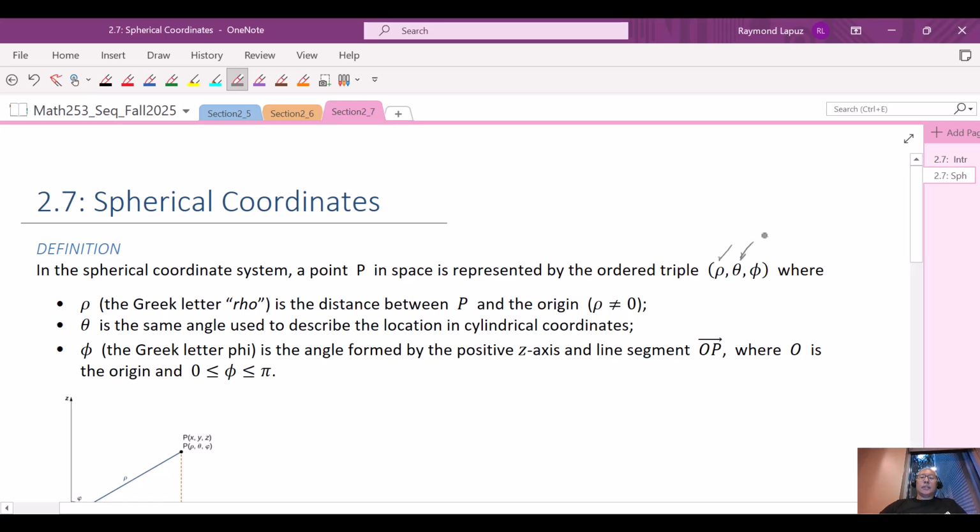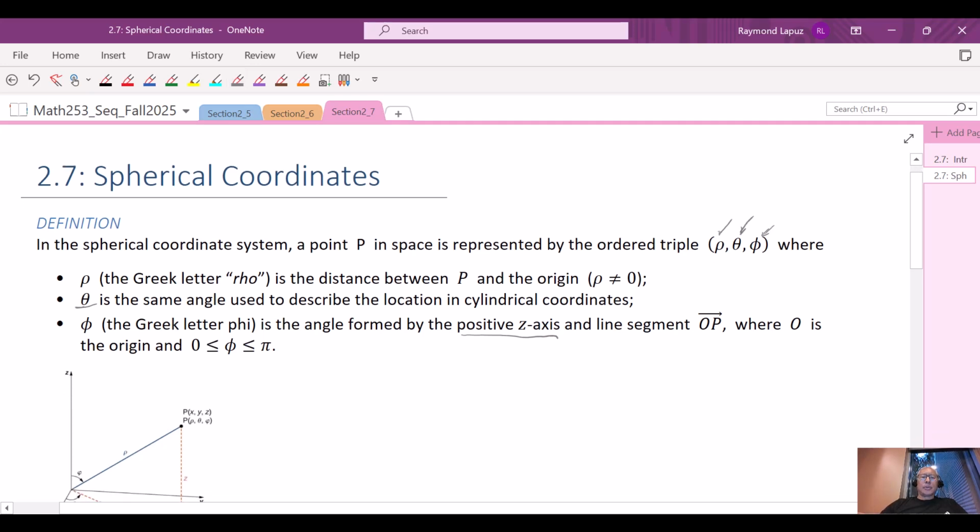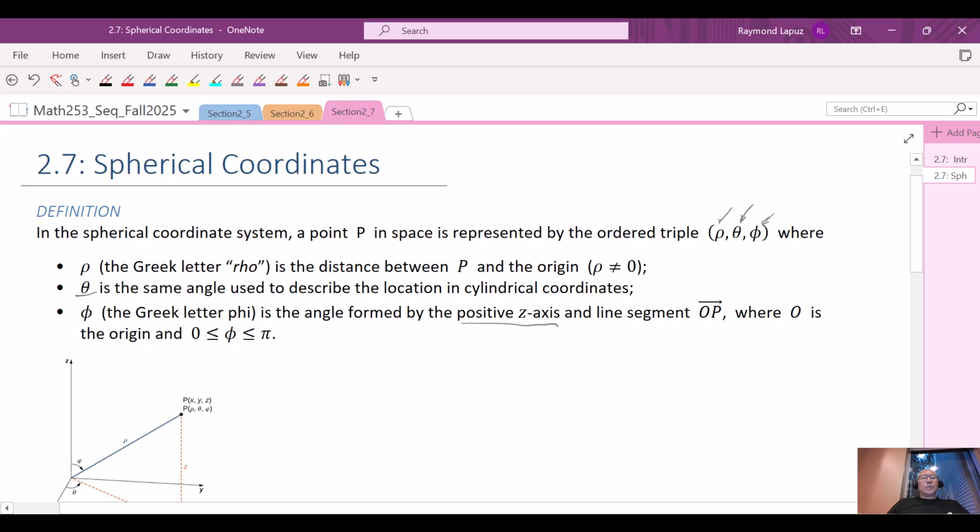Theta is going to be the same theta as we've seen, an angle described in polar coordinates. Now that we've studied cylindrical coordinates, you can just say it's the same as in cylindrical coordinates as well. The last Greek letter is another angle, phi. It's the angle formed by the positive z-axis and the line segment from 0 to that point. I didn't talk about rho yet, but rho is the radial distance.